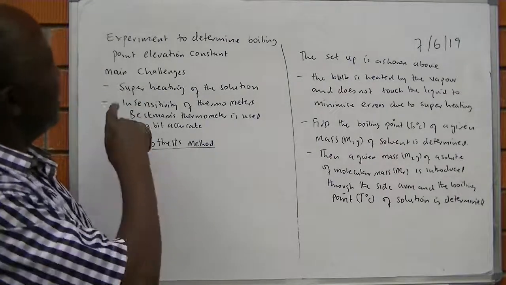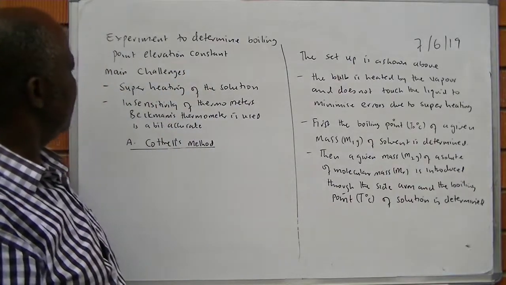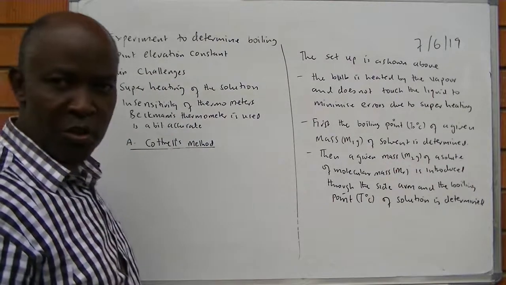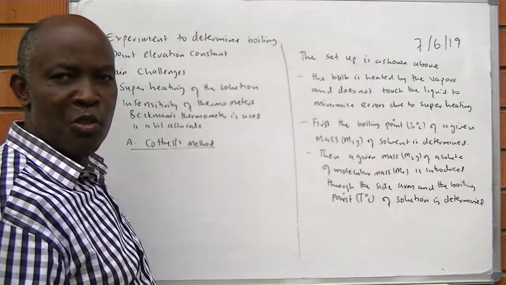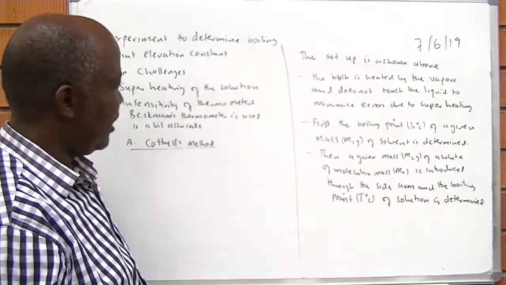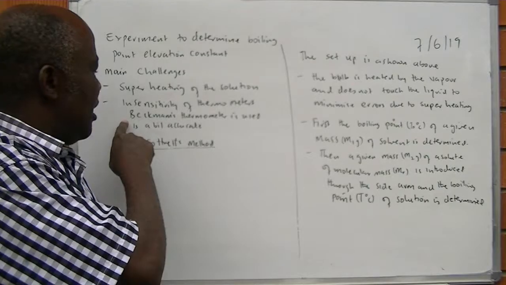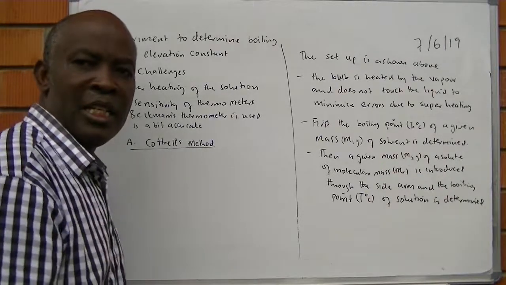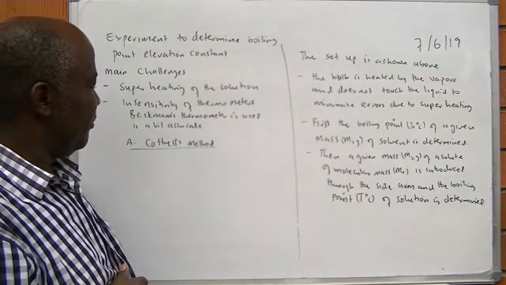Experiment to determine boiling point elevation constant. The main challenges: one, superheating of a solution. Superheating of a solution is said to occur when the solution boils at a temperature higher than the normal boiling point. Two, insensitivity of thermometers. Usually a Beckmann thermometer is used because it is more accurate. It measures in the order of 0.1 degree Celsius.